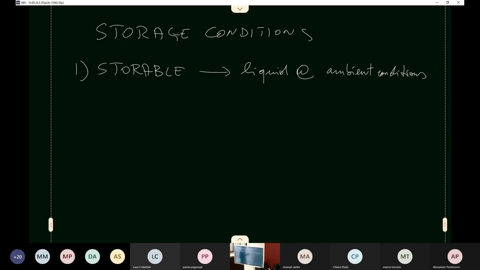But we are not satisfied because not everything is available in these conditions. For instance, gasoline is for sure a fuel, or alcohol is a fuel which is liquid at ambient conditions, so they are storable fuels. But what about a storable oxidizer? We know that a good oxidizer is oxygen, another good oxidizer is fluorine, and we have talked about them during the chemistry analysis, but they are not liquid at ambient conditions. We have talked about the reaction between oxygen and hydrogen, but hydrogen is not liquid at ambient conditions.